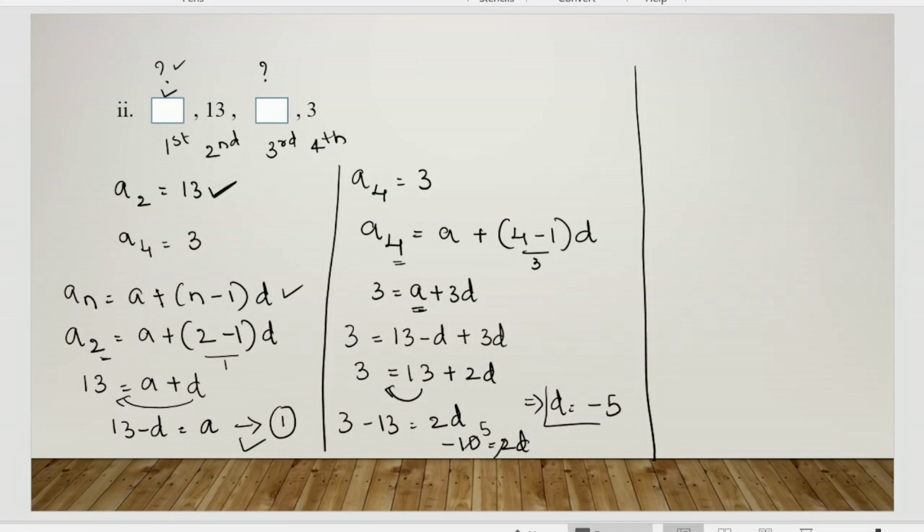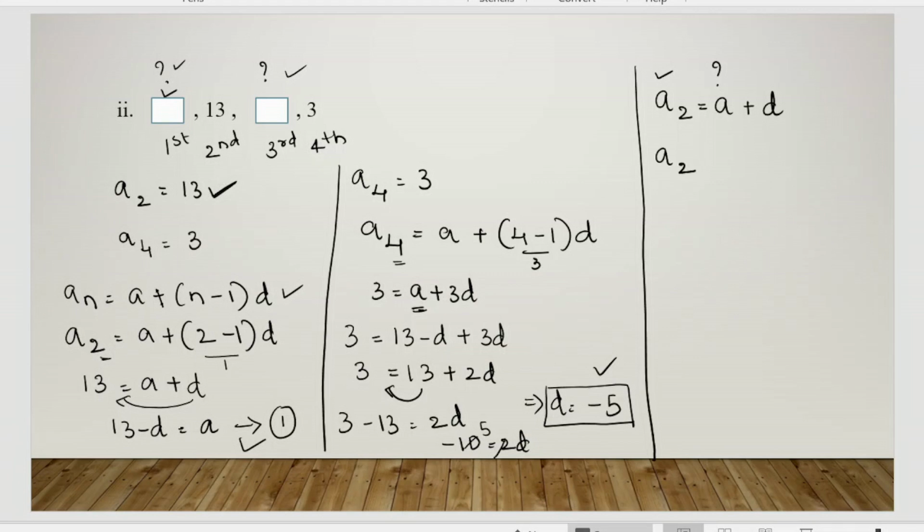So this is the common difference we have got, which is minus 5. If we know the common difference, we can add it to the first term to get the second term, right? A2 is equal to A plus D. And here we know the second term, and we need to find the first term. So how will you do it?